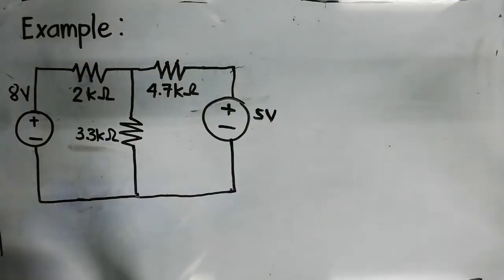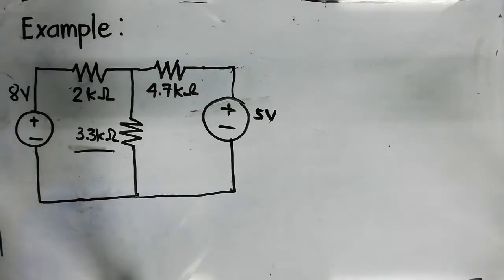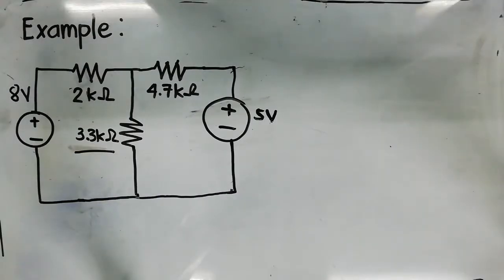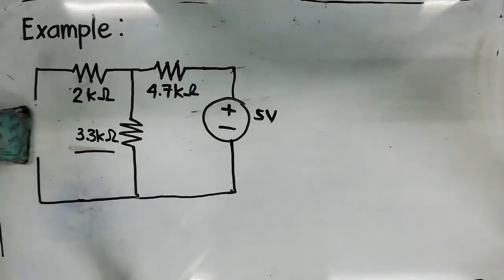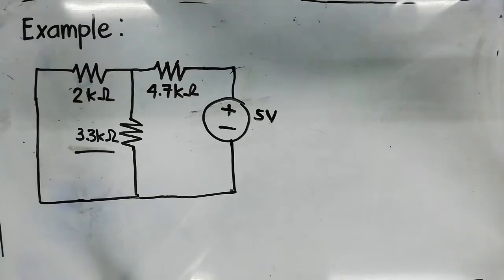And now let's have example number 2. Let's determine the voltage drop and the current across the 3.3 kiloohm resistor as shown in this figure. First, we must remove the 8 volt power supply from the original circuit such that the new circuit will look like this, and then measure the voltage across the resistor.